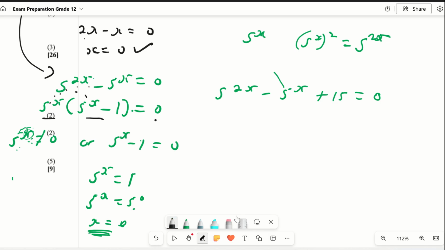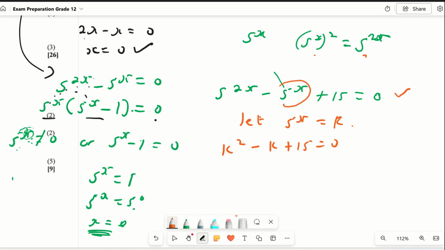If you look at this closely, it's in the format x squared minus x plus 15 equal to 0. So this is like our x, and then this is like our x squared. Do you see? In this instance, we normally use the quadratic formula. So what you're going to do in this sort of situation is let 5 to the power x equal k, and then you have k squared minus k plus 15 equals 0.